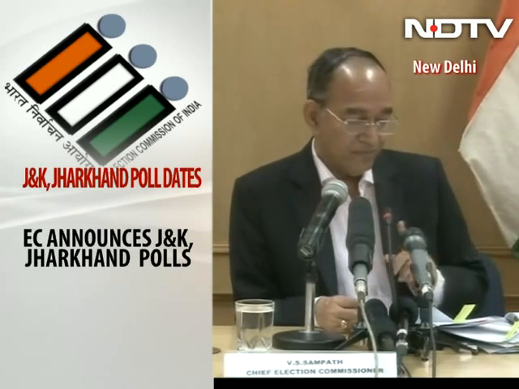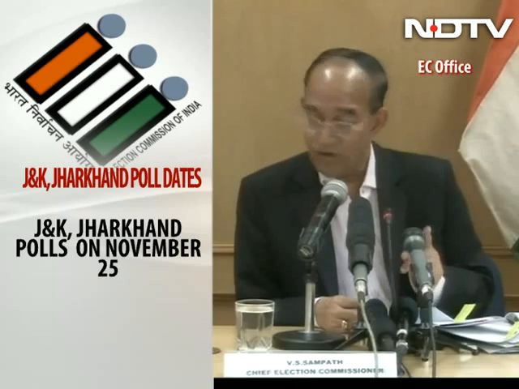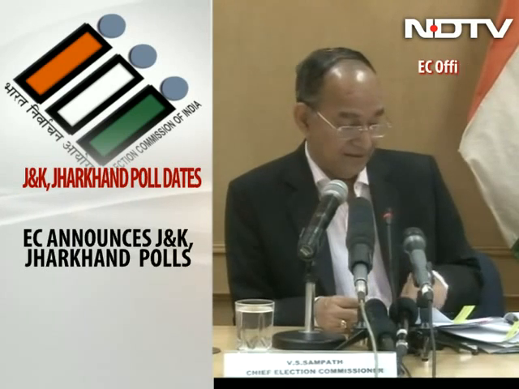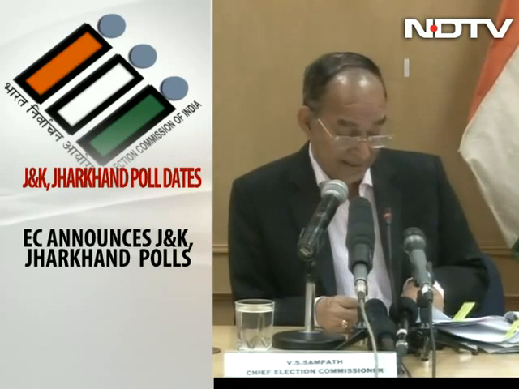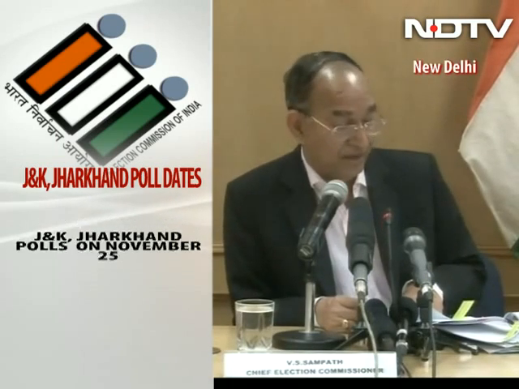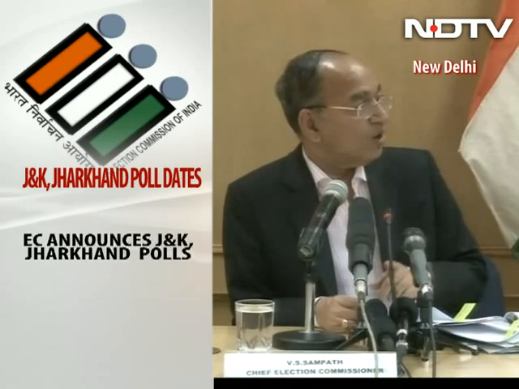Then phase 3, 14th November is date of notification, and 21st November is last date of making nomination, and 22nd November is date of scrutiny, and 24th November is last date of withdrawal, and 9th December is date of poll. 9th December for both the states for phase 3. Okay? The 9th of December. Then we go to phase 4.